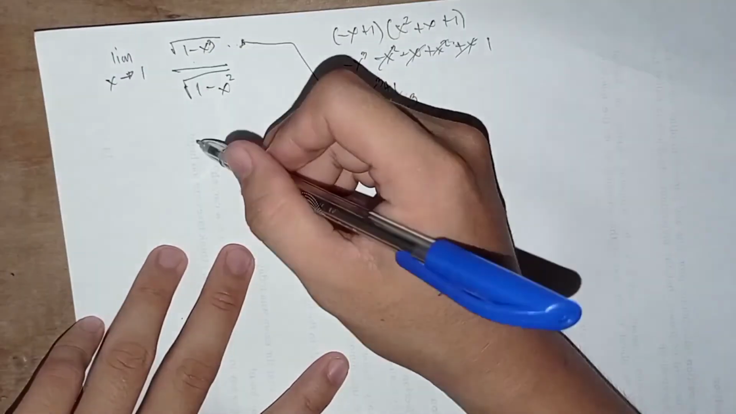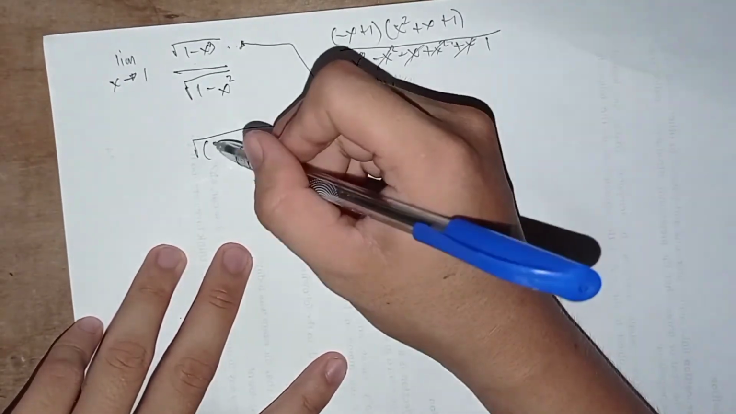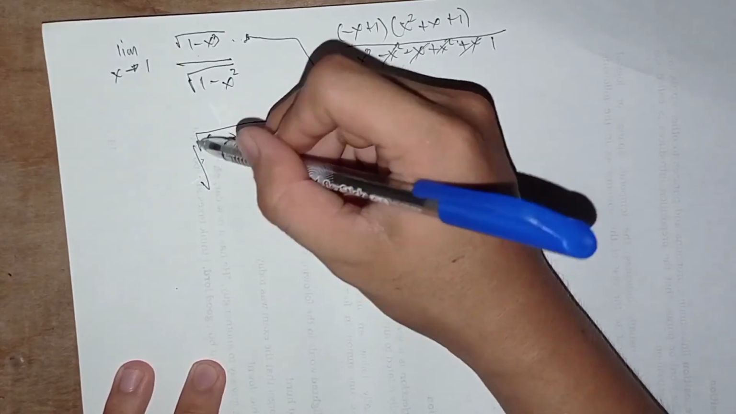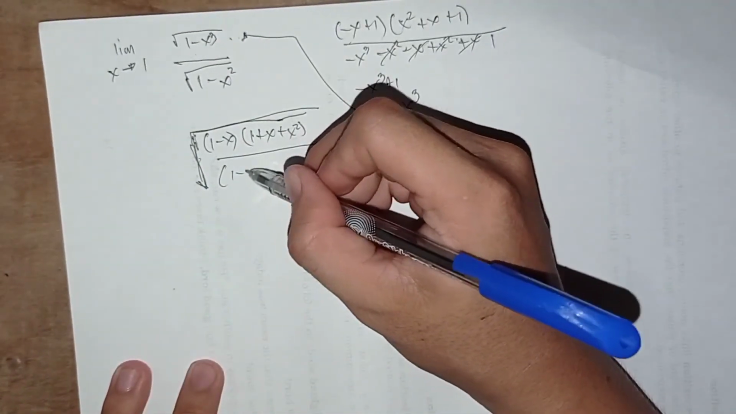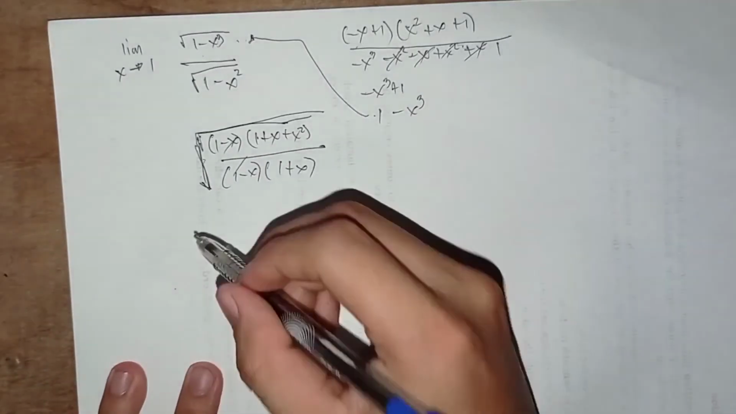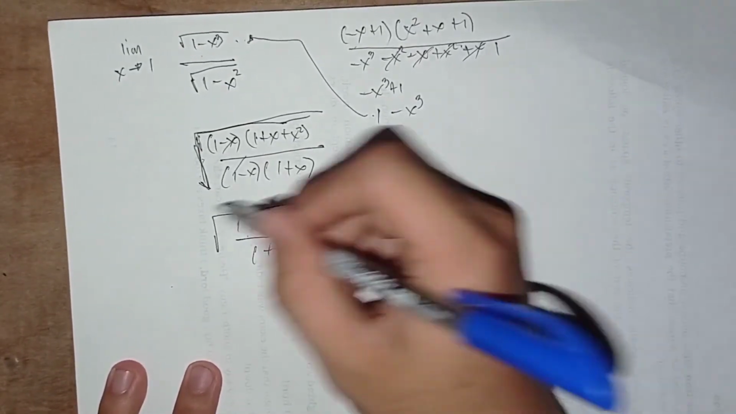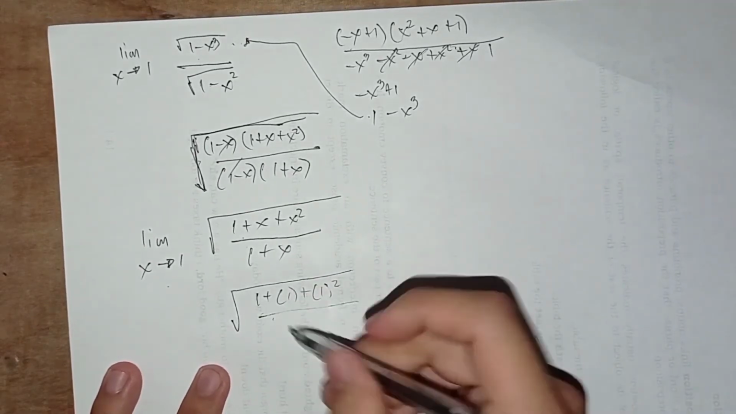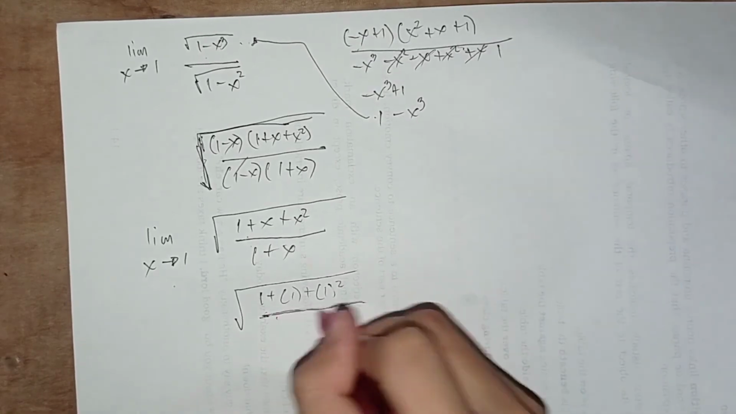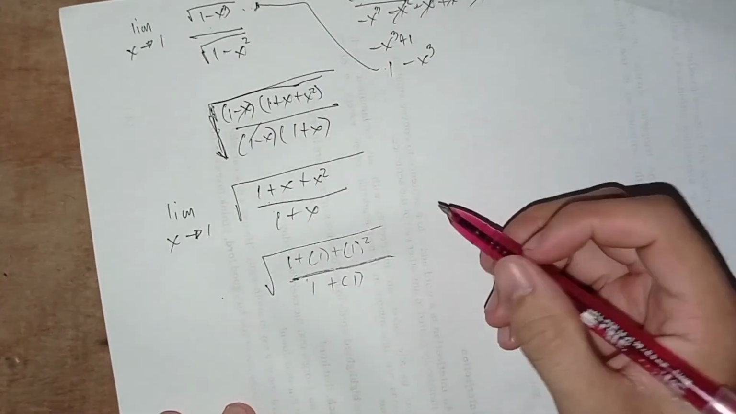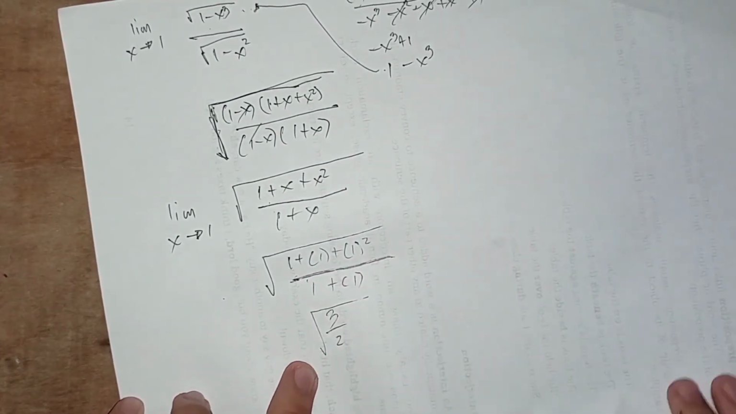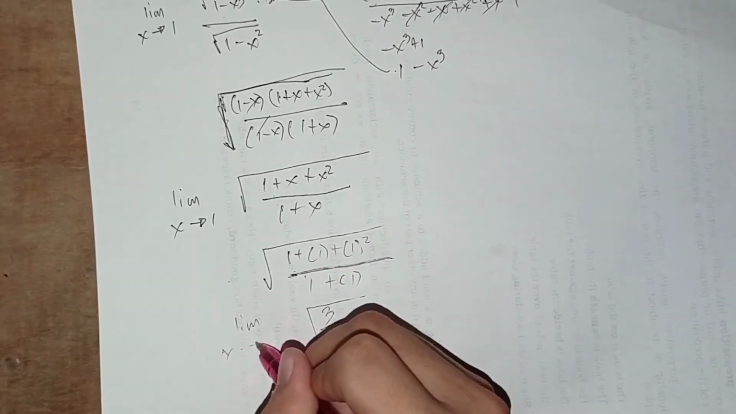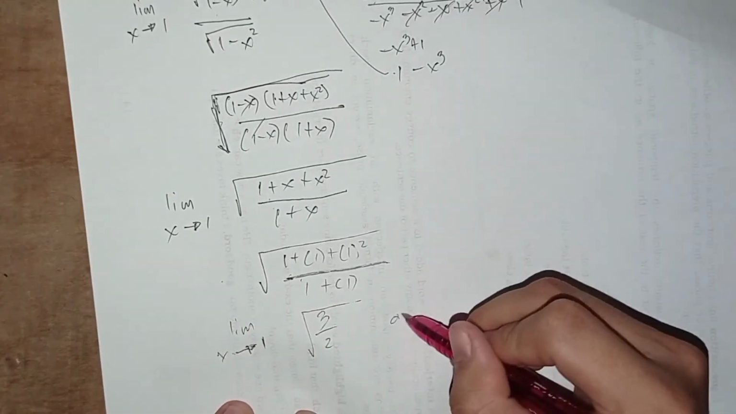For the denominator, 1 minus x squared is 1 minus x times 1 plus x. The 1 minus x cancels out, leaving x squared plus x plus 1 over 1 plus x. Limit as x approaches 1: we need to plug in. 1 plus 1 plus 1 is 3 over 1 plus 1, which is 2. This is the final answer: 3 over 2.